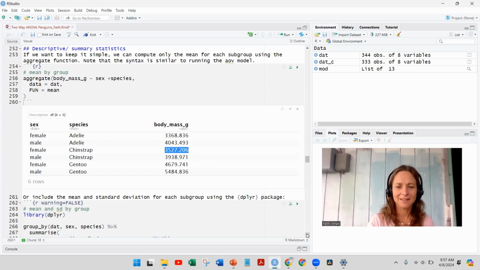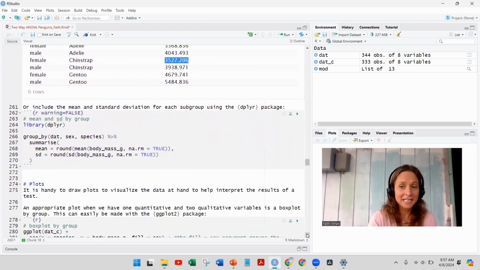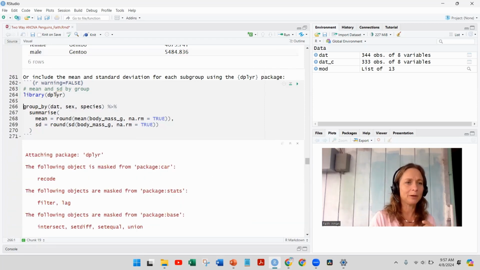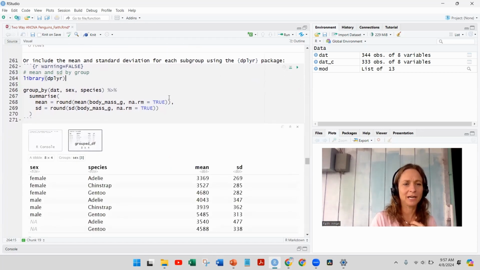So are they different? Is that a difference? Depends a lot on the variances. Okay, so let's include the standard deviation with the mean here so we can get an idea. Well, it depends on the variance, right? Okay, so let's load the dplyr package. I'm going to run the whole chunk here.